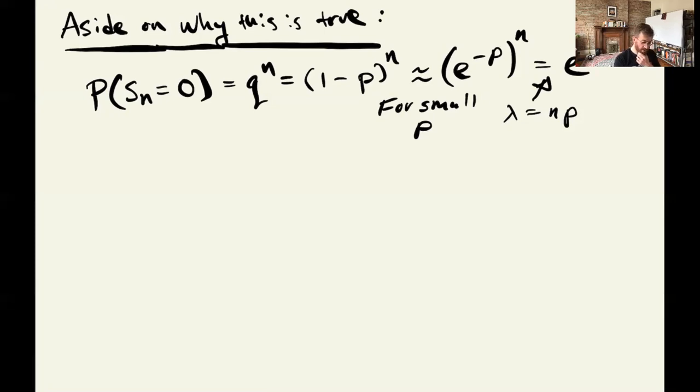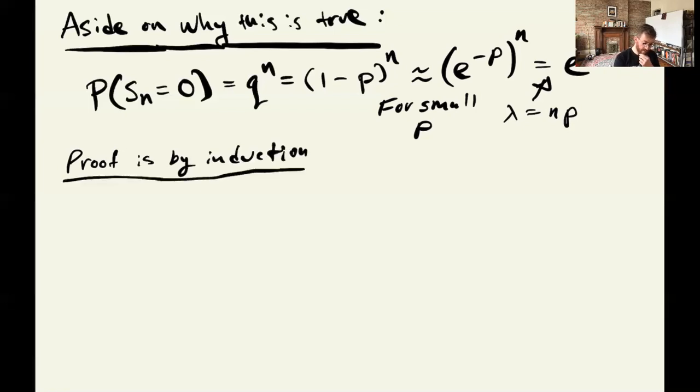I'll give you a little bit more of a hint. The proof basically proceeds by induction. And this is not something you have to repeat for an exam or anything. I just want to let you know that if you consider the ratio of binomial probabilities, let me go ahead and pick a smaller eraser size.